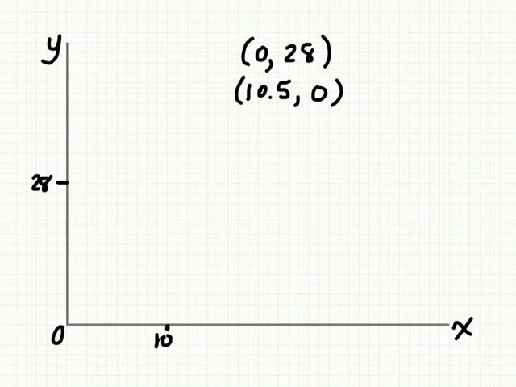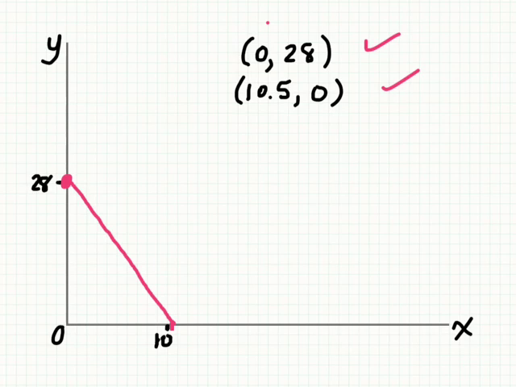Okay, for my y-axis, I chose a scale of 2. It's really difficult to see with this, but 0, 28 will be here. And the x-axis, I chose a scale of 1. So 10.5 will be right here. Those are 2 points on this line. All we do now is we take a ruler, connect the 2 points, and you have your line.